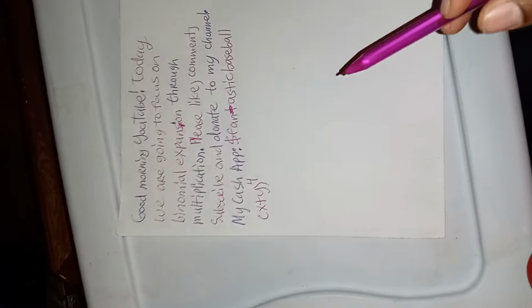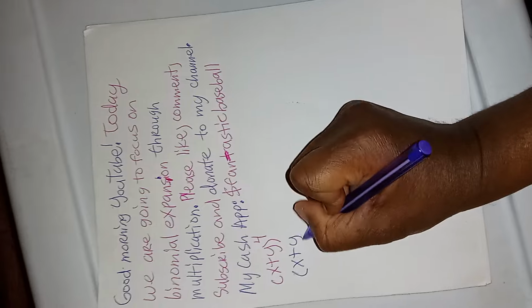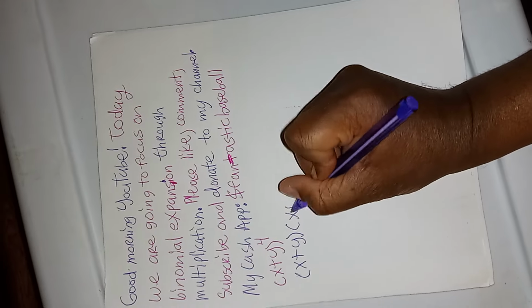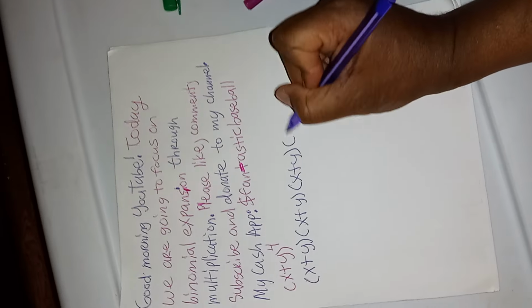So, we observe here x plus y to the fourth power. X plus y is considered a binomial because there are two terms. The first term is x and the second term is y. So, we notice there is a power of 4, so that means we have to write this binomial 4 times: x plus y times x plus y times x plus y times x plus y.